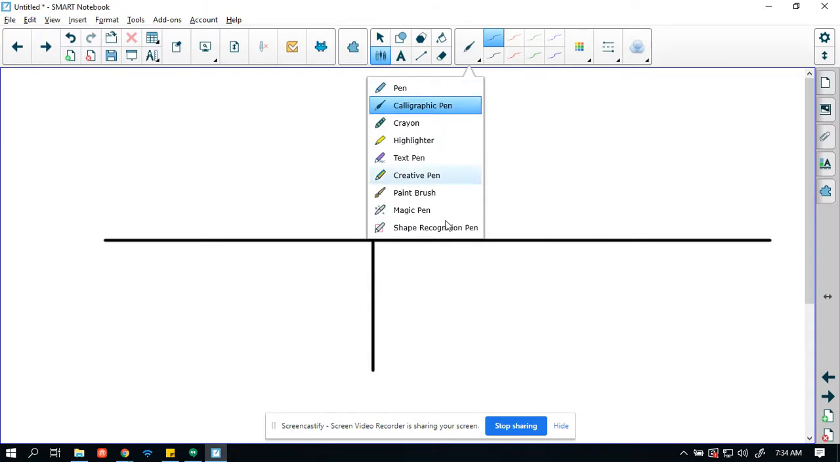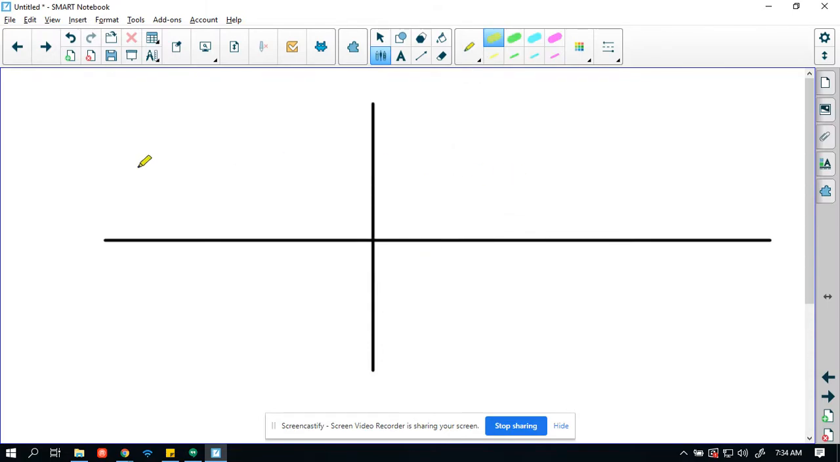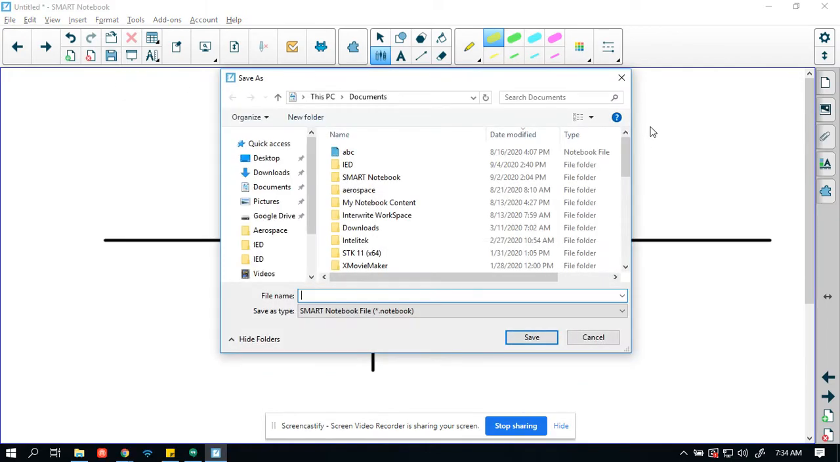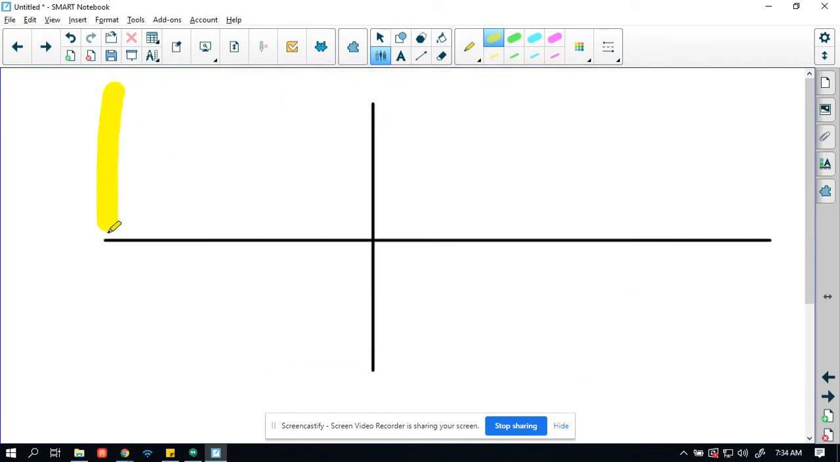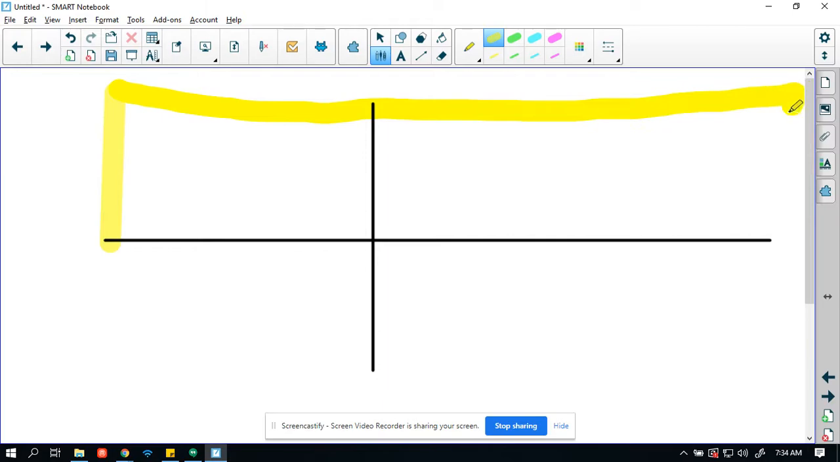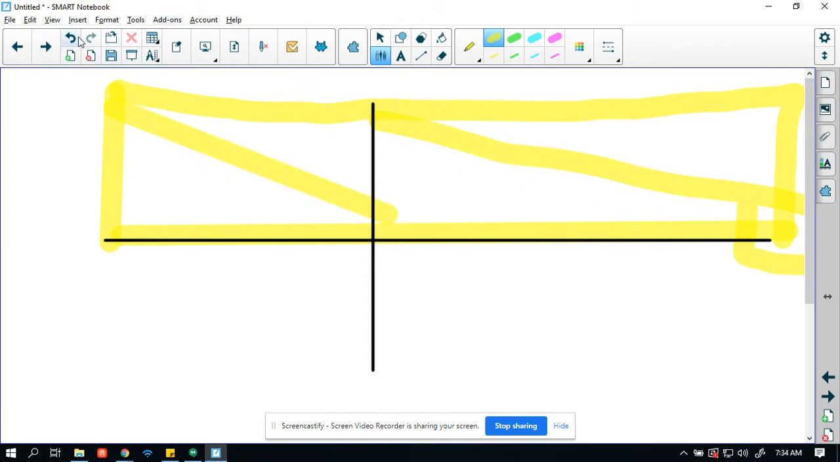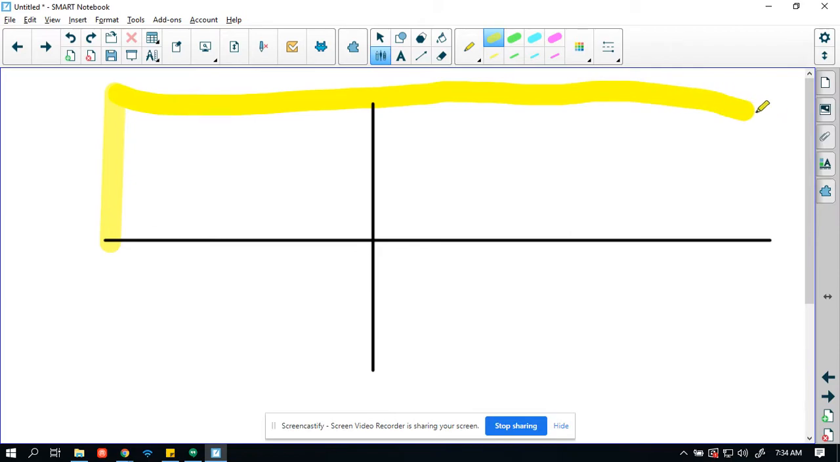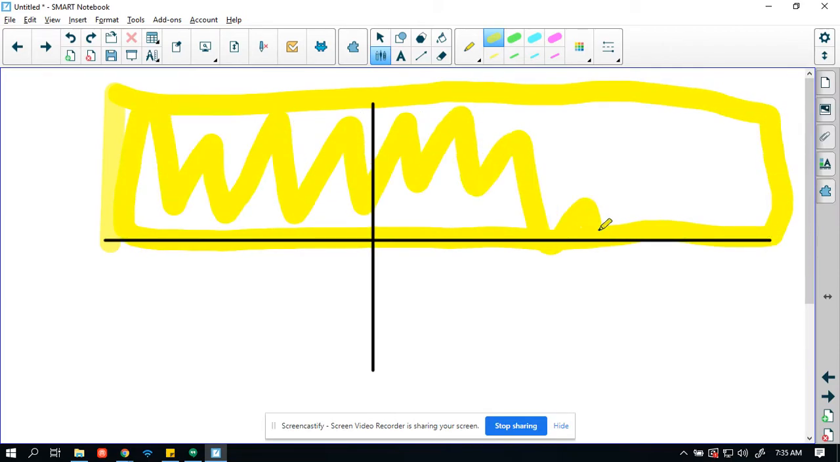All right, so I am going to use this highlighter here. Anything in the positive y quadrant, which is basically half the graph, I went a little too crazy there. Sorry, guys. So basically anything in this yellow region is going to be positive.